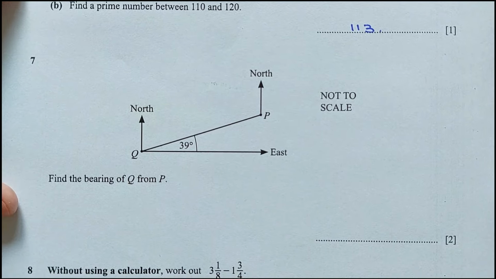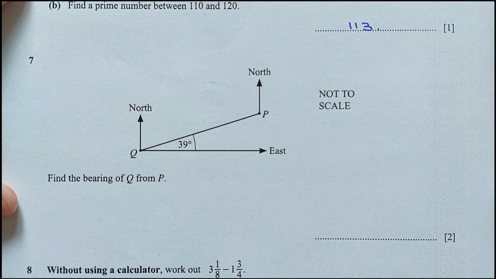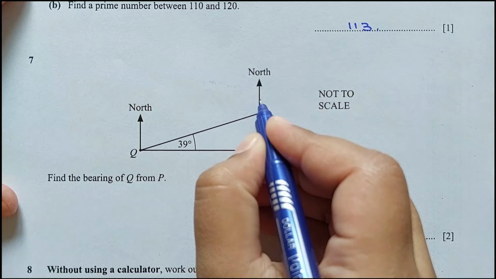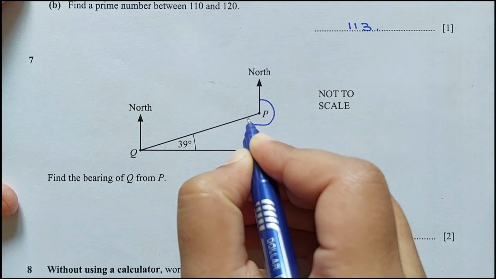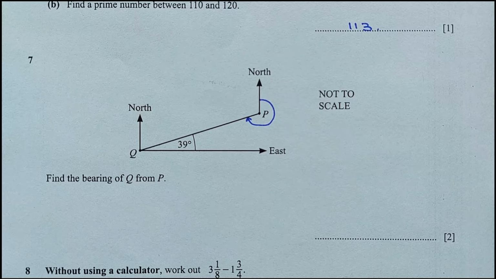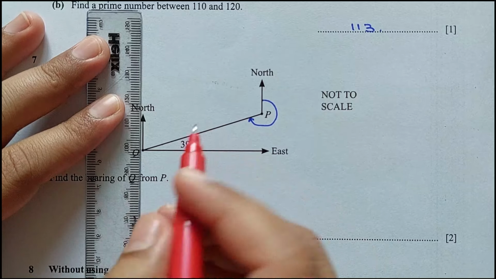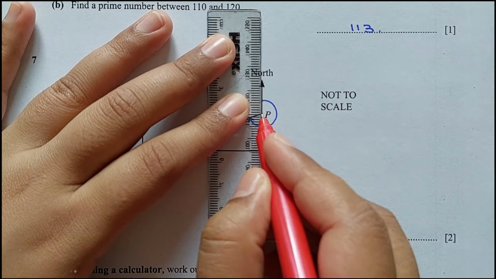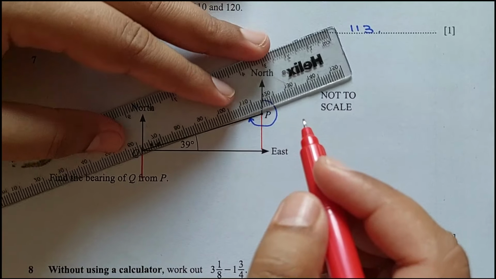Now question number 7, find the bearing of Q from P. The bearing of Q from P, so from the north line at P to this angle, we have to calculate. Here let me extend the lines to visualize the situation. The two north lines, let me extend, and this straight line.